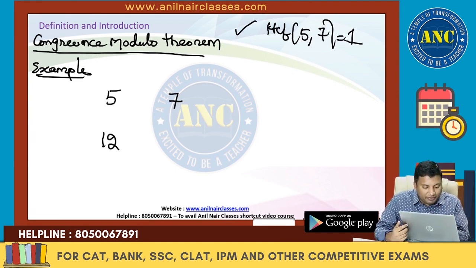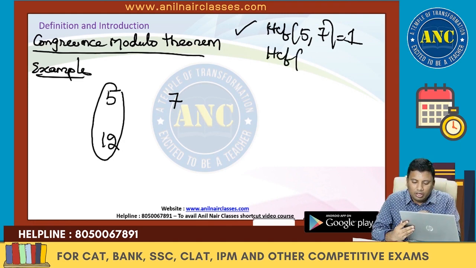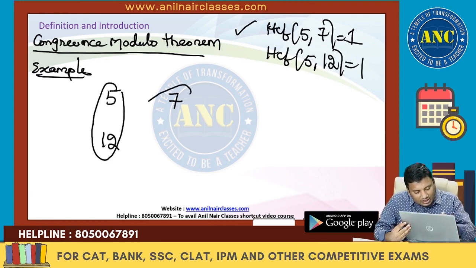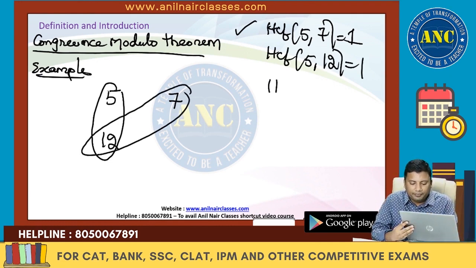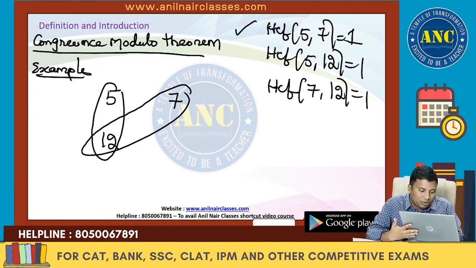If you observe, if 5 and 7 are co-prime to each other and their HCF is 1, 5 with 12 is also giving you HCF 1. Am I right? 7 with 12 is also giving you HCF 1. Because 5 and 12 are also co-prime to each other, there is only one factor common, that is 1. 7 and 12 also are co-prime to each other because there is only one factor common, that is 1. Now, let me do the subtraction.